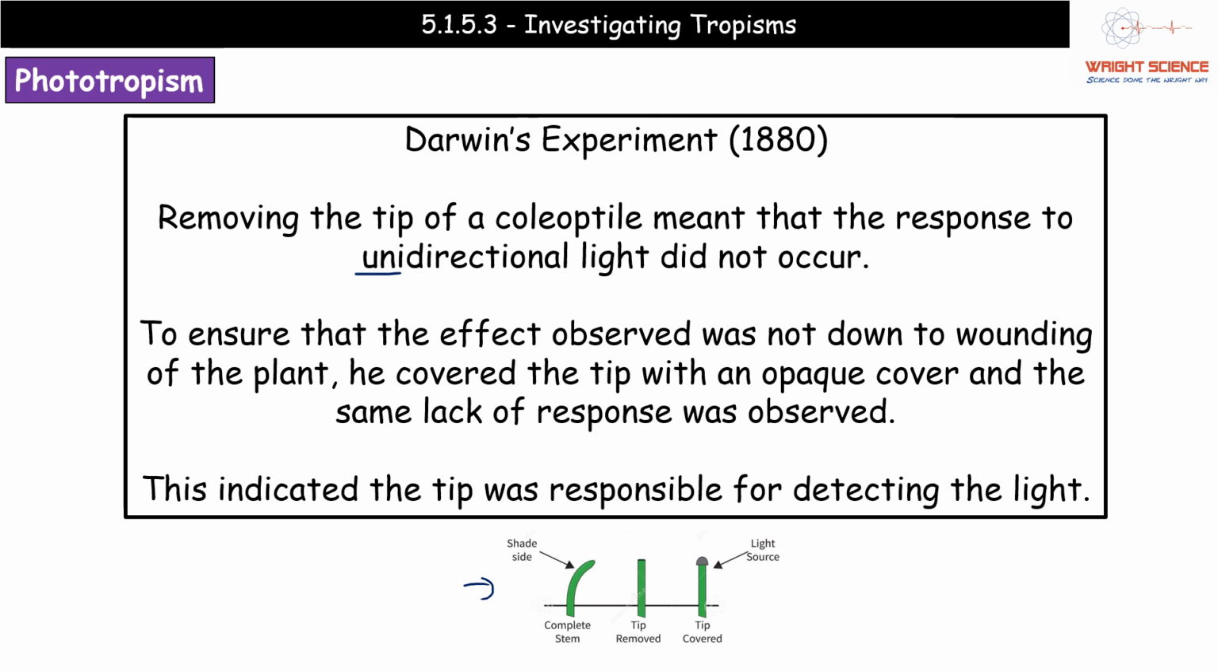So obviously we could have that suggestion that this might be down to the wounding of the plant when we're cutting that tip off. Therefore, rather than cutting the tip, we just covered it with an opaque cover, so no light was able to reach that tip. And exactly the same thing happened there. It just grew vertically, regardless of that unidirectional light. So from this, Darwin concluded that the tip was responsible for detecting the light that then led to this bending of the actual shoots.